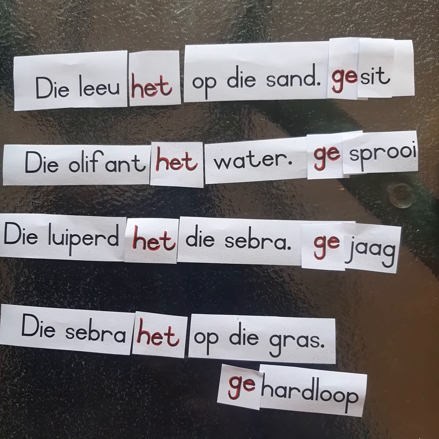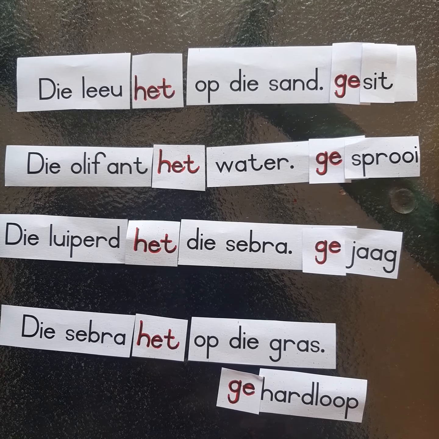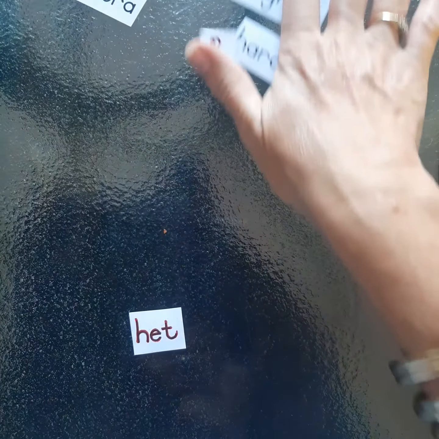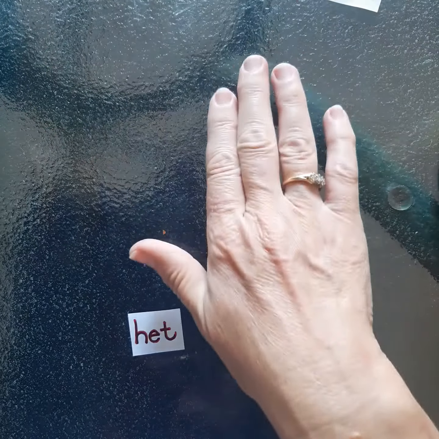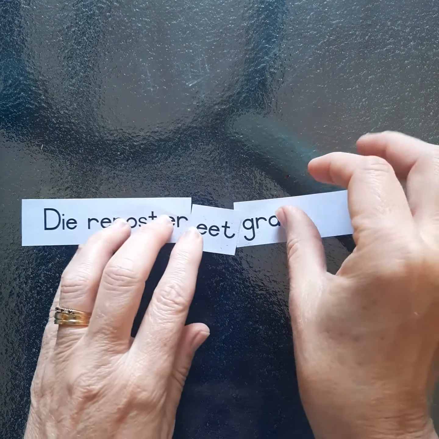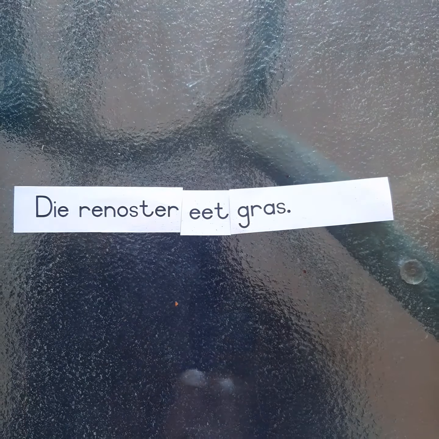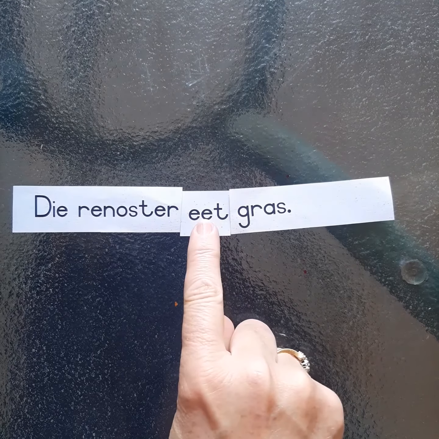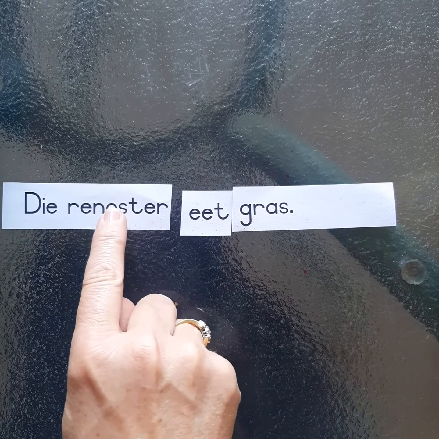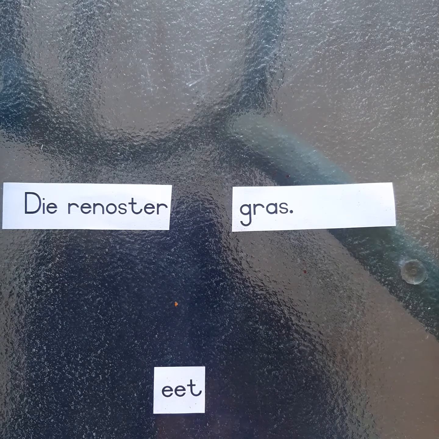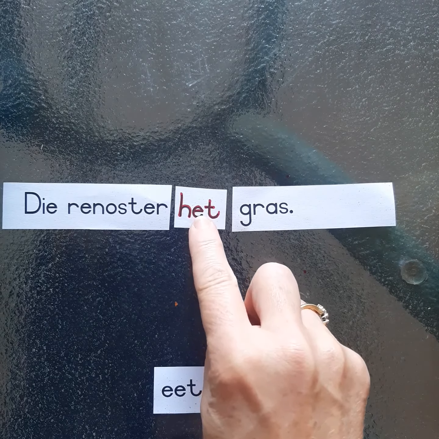Now there is one verb that changes just a teeny little bit. And we're going to look at it quickly. I'm just going to move those ones out of the way. And we're going to need this het. Let's have a look and see what happens when we use this verb. Die renoster eet gras. There's your verb, eet. Die renoster eet gras. We still take out the eet. We still put in the het.